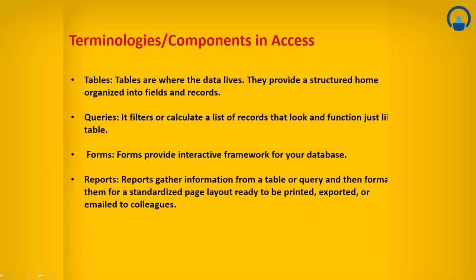The last main component of Access is reports. These are basically the output. They summarize the fields and records from a table or a query, and it brings it in a very easy to read format, something that can be printed out directly and can be used for analysis. So reports gather information from tables, queries and other sources, and in a standardized page layout, it gives the output which can be printed, exported or emailed to colleagues. These were the components of Access which we are going to see in detail.